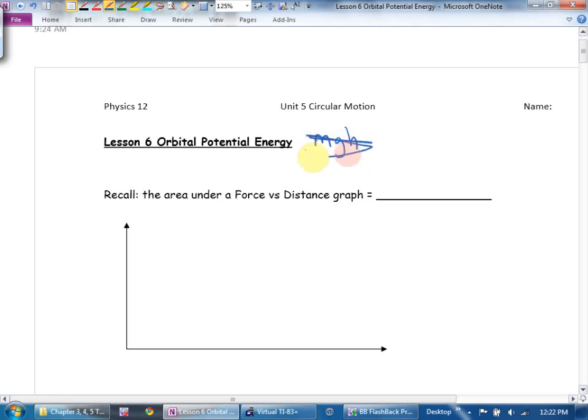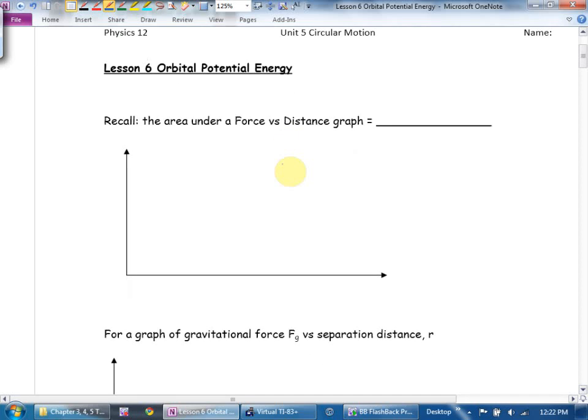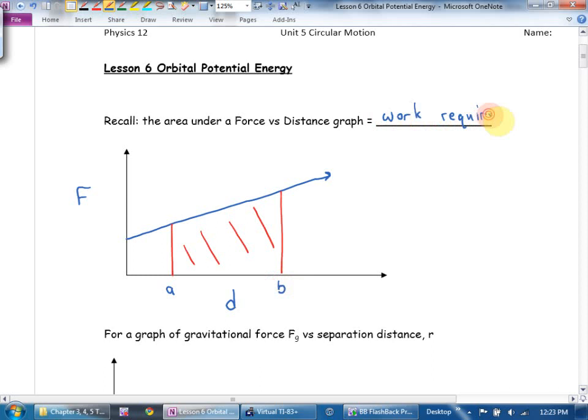So let's do it. Recall, the area under a force versus distance graph. So if we have a force versus distance graph, and we'll draw a nice line kind of like that, what was this area here? Do you remember? Okay, now I'm going to be a bit fussier. Erwin said work. I'm going to be a bit fussier. If I call this location A and I call this location B, it's the work required to move from A to B, because we want to talk about how much work is required to move from the Earth's surface to an orbit.